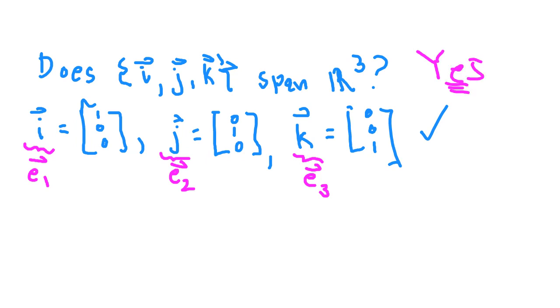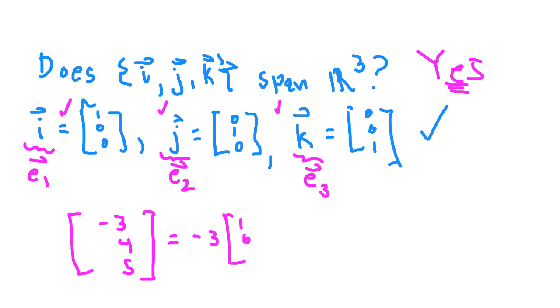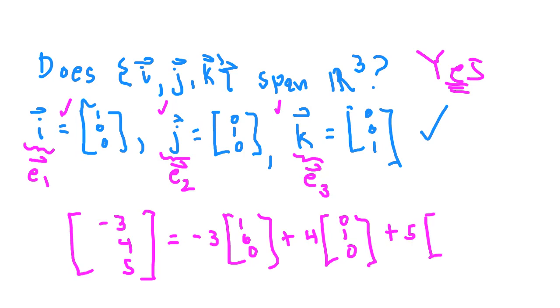In this case, these vectors do span R3. The answer is yes. The reason is that if you take any vector in R3, you can write it as a linear combination of these three vectors. For instance, the vector -3, 4, 5 is -3 times 1, 0, 0, plus 4 times 0, 1, 0, plus 5 times 0, 0, 1. See that?